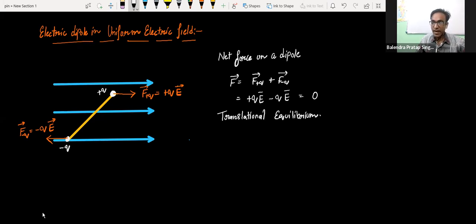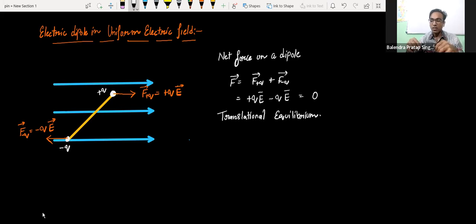Where a couple of force acts, the body experiences a torque. It means there is no translation motion, but there is some rotational motion due to this couple of force. If I apply a force on a pen in this direction, and a force in this direction, then it will not move, but it will start rotating. Here I am applying force in the upward direction and here in the downward direction, so it will not move, but it will start rotating. It is not in rotational equilibrium, but it's in translational equilibrium.